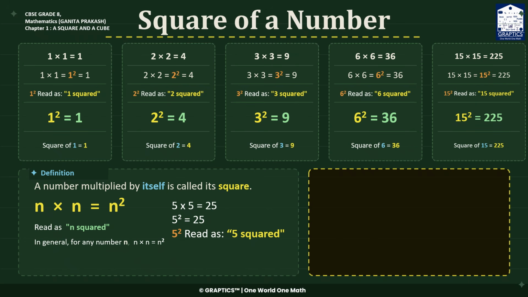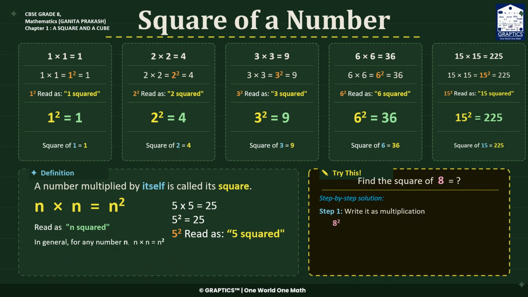Now it is time to try a problem together. The question is, find the square of 8. Step 1. Write it as a multiplication. 8 squared means 8 multiplied by 8. Step 2. Now multiply. 8 multiplied by 8 equals 64.